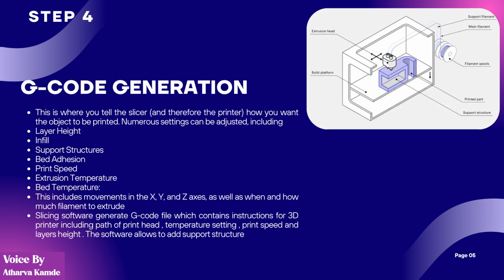Our next step is G-code generation. Slicing software generates a G-code file which contains instructions for 3D printers, including the path of the print head, temperature settings, print speed, and layer height. The software allows us to add support structures for overhanging 3D objects.